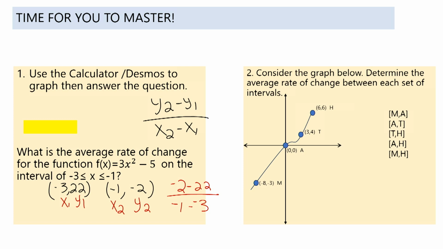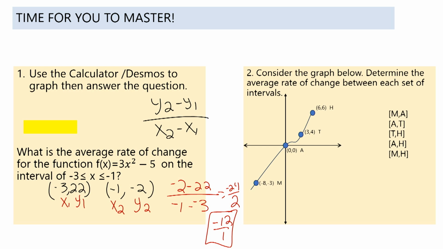I have -2 minus 22, and I get a -24. And I have -1 minus a -3, and I get a +2. Now we have learned every time you get a fraction, you always reduce. So if I reduce negative 24 over 2, I would get a negative 12 over 1 to be my average rate of change. Awesome. Let's look at number 2.